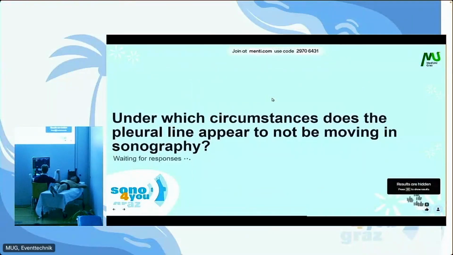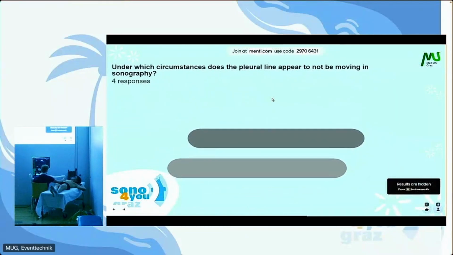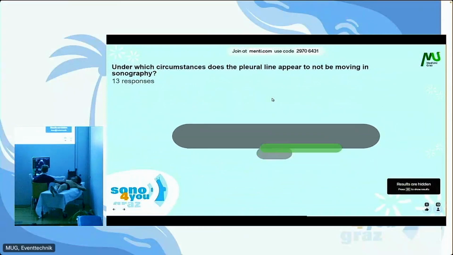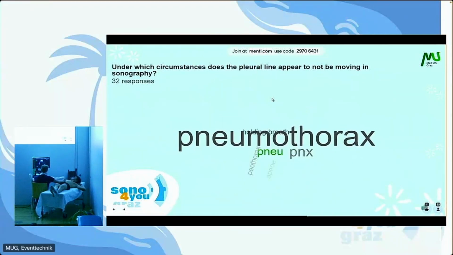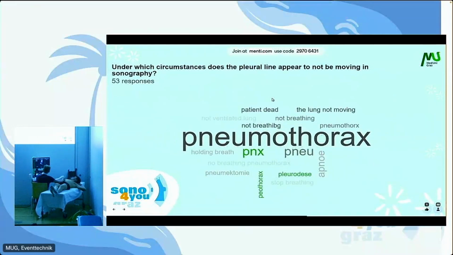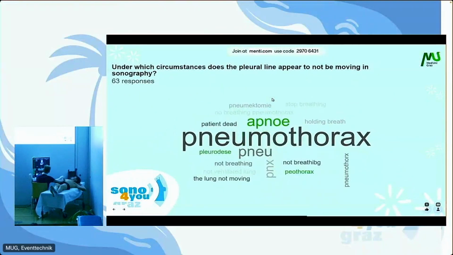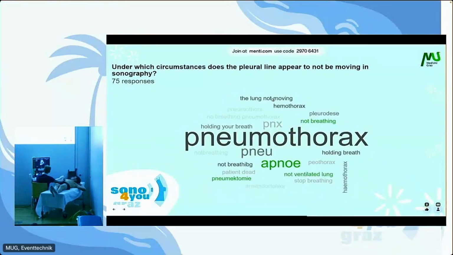Now you can type in some responses. I'm really interested to see what you've got. Under which circumstances does the pleural line that we've just seen not appear to be moving? Yep, pneumothorax, of course. That's the whole reason why we're doing it. What other causes are there maybe?